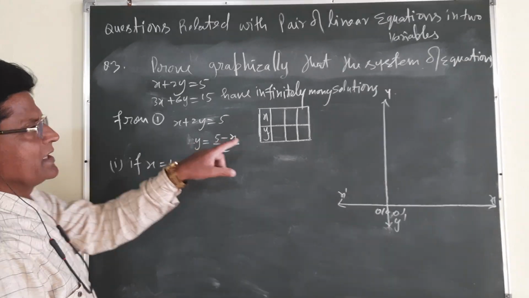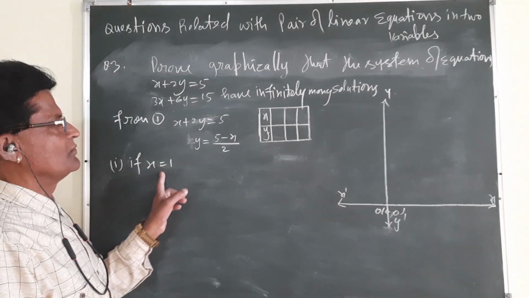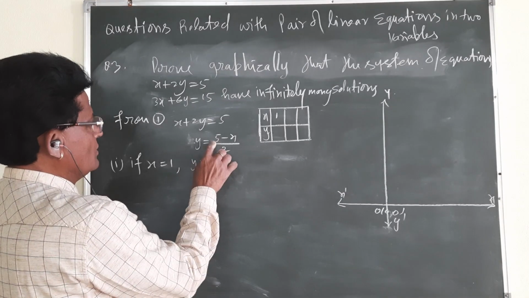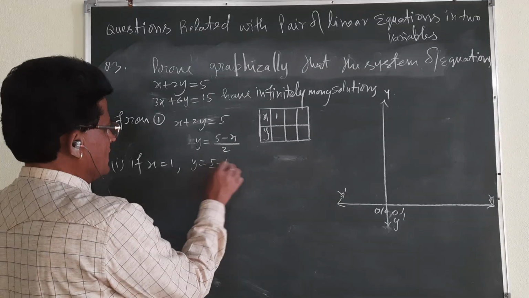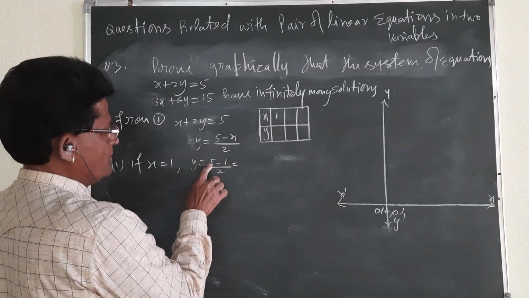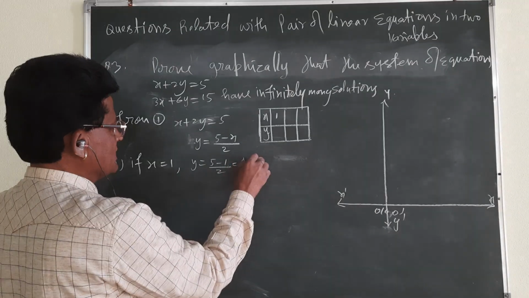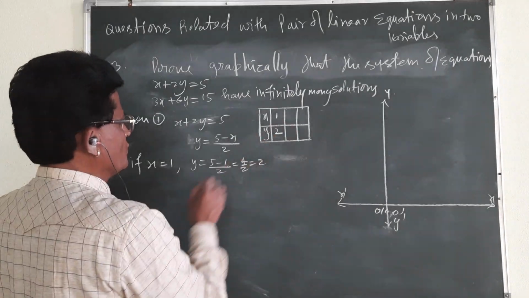If x is equal to 1, carefully you see, I put over here x equal to 1, then y will be equal to, in place of x write 1, that is 5 minus 1, divided by 2, that is 4 by 2, that is, we got 2.